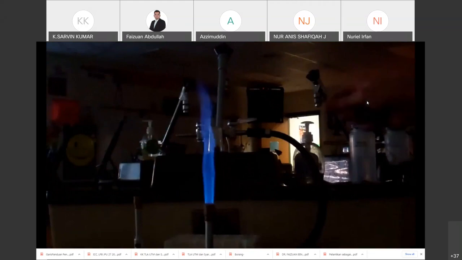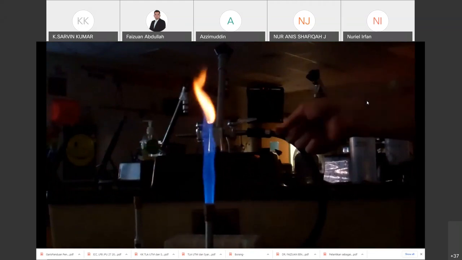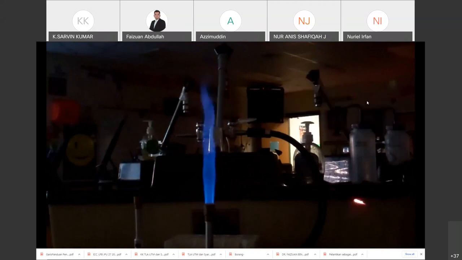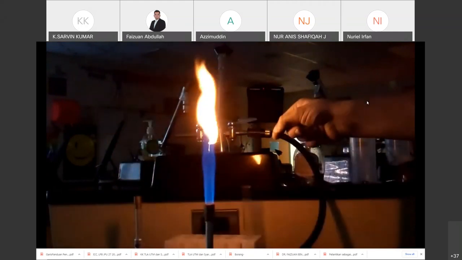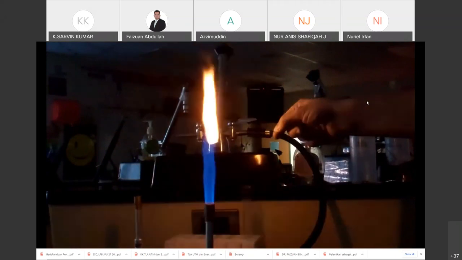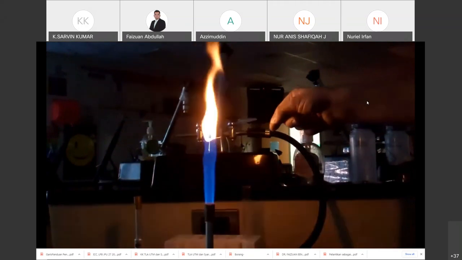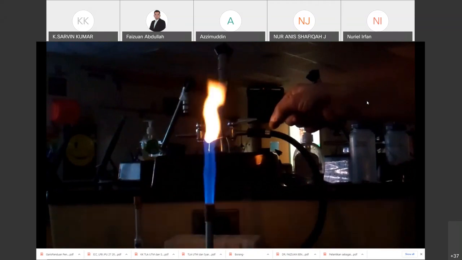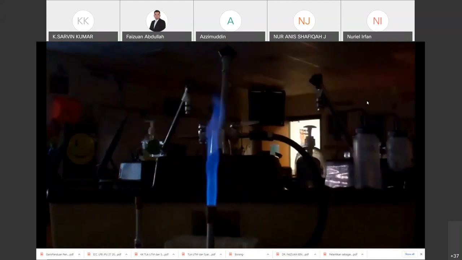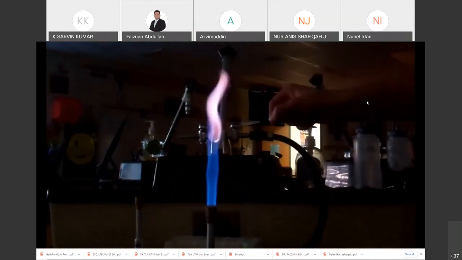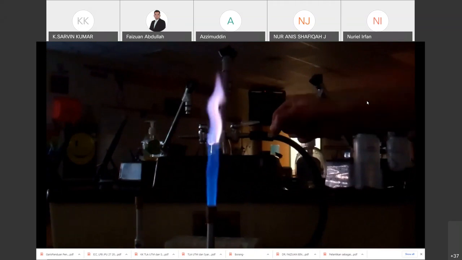This substance is going to be sodium. I need to clean my wire real quick and heat it up so it's ready to test. See that sodium burns a bright yellow, strong intensity to that flame. The sodium. This is going to be the test for potassium. Yeah, potassium is a lavender color.